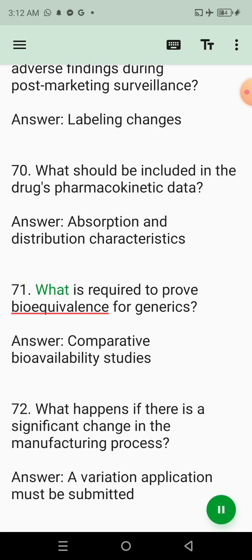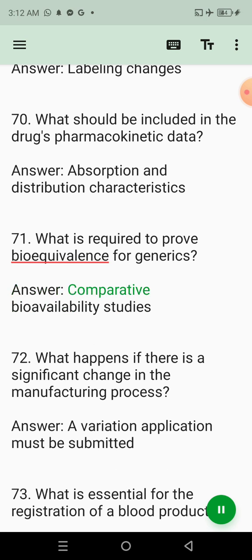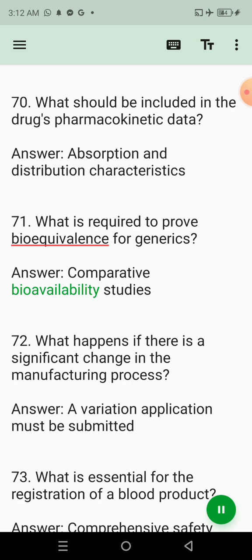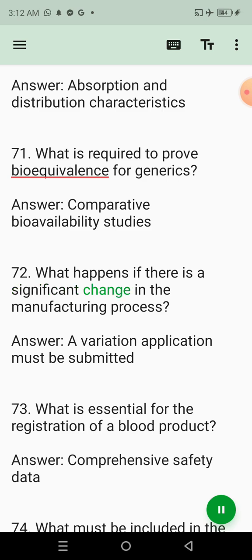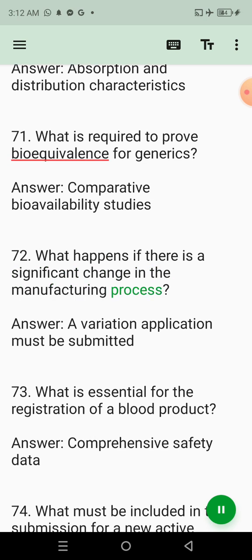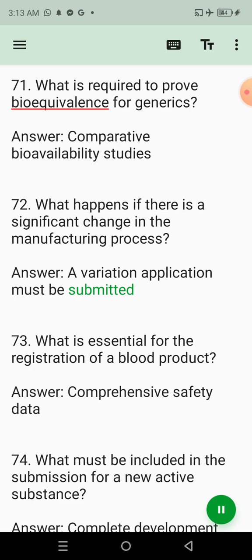71. What is required to prove bioequivalence for generics? Answer: Comparative bioavailability studies. 72. What happens if there is a significant change in the manufacturing process? Answer: A variation application must be submitted.